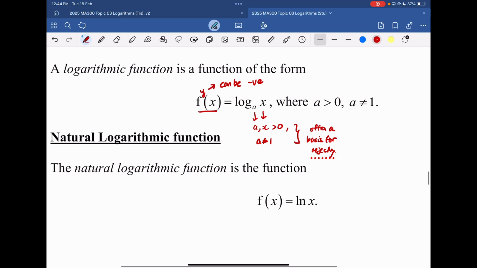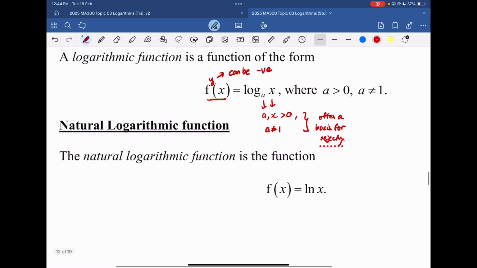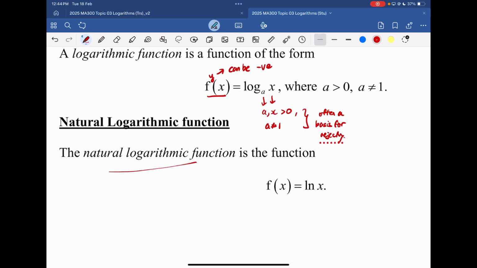Now we look at the natural log. The natural log is the function f(x) equals ln x. f(x) is basically a function; if you don't like f(x), you can call it y equals ln x. It's the same. ln is the same as log base e. Typically, when we write it as log base e, it doesn't look so nice, so we write ln. ln is nice, cool.